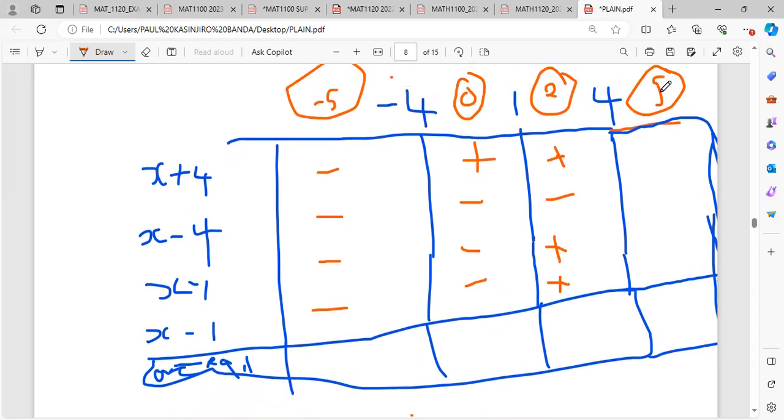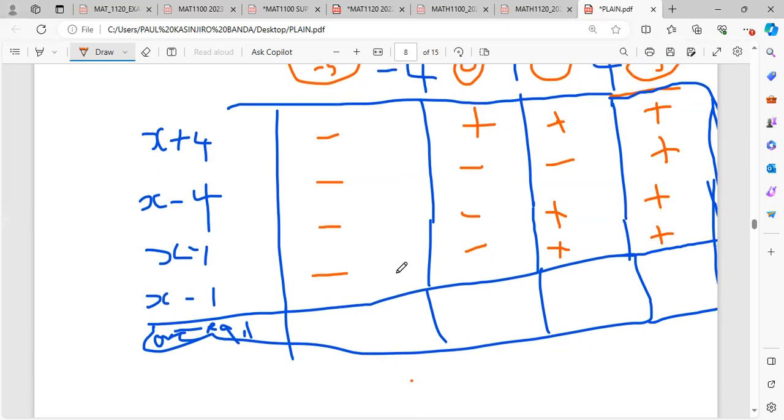Then let me now test the 5. If I put 5 there, definitely positive. If I put 5, positive, in each of the factors. So now we can find our overall. Negative multiplied by negative, positive. Positive multiplied by negative, negative.